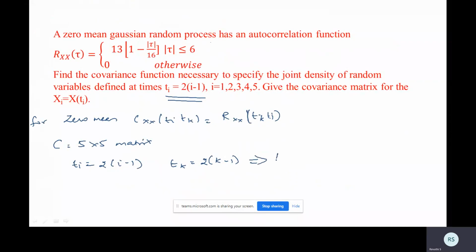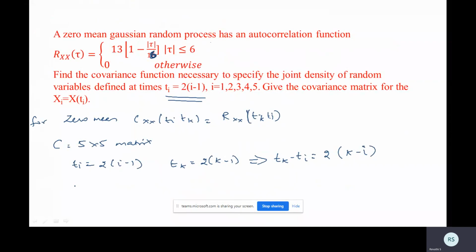Now from here, you take the time difference Ti minus Tk. So what is Ti minus Tk? It is 2 times of K minus I. Okay, so here, say I want to be more specific. Instead of 16, you take it as 6, not 16. It is 6. Okay, so 2 times of K minus I.